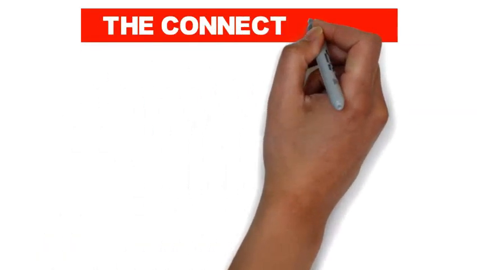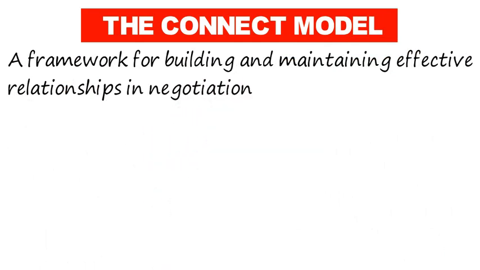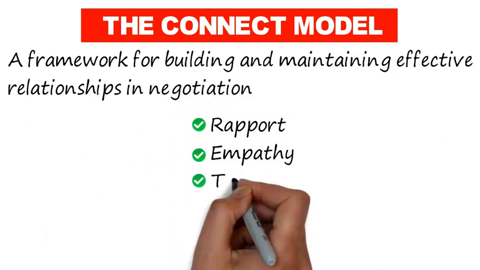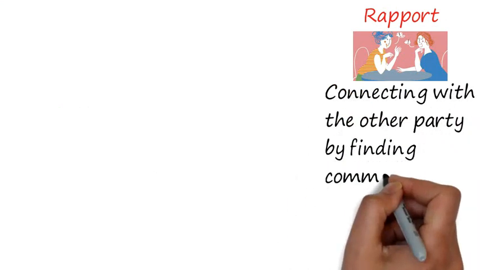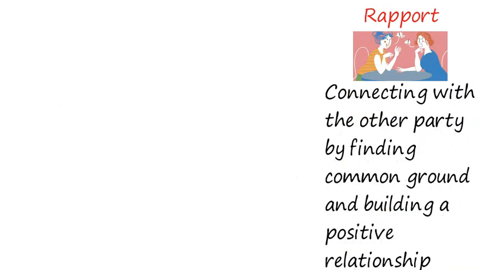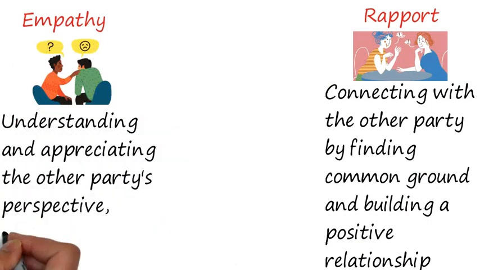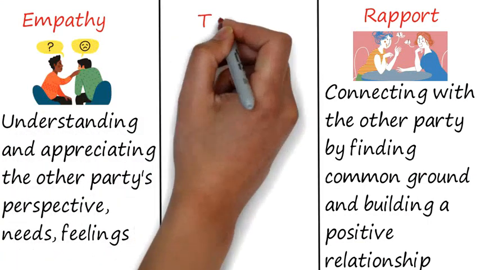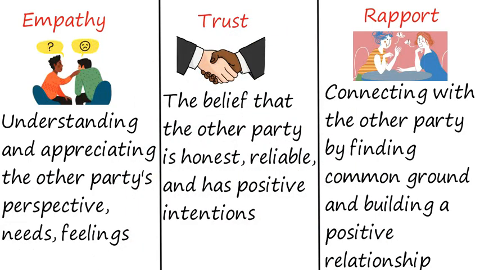The Connected Model. The Connected Model is a framework for building and maintaining effective relationships in negotiation. The model requires 3 key elements: rapport, empathy, and trust. Rapport involves connecting with the other party by finding common ground and building a positive relationship. Empathy is understanding and appreciating the other party's perspective, needs, and feelings. Trust is the belief that the other party is honest, reliable, and has positive intentions.